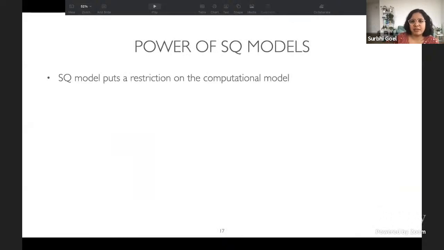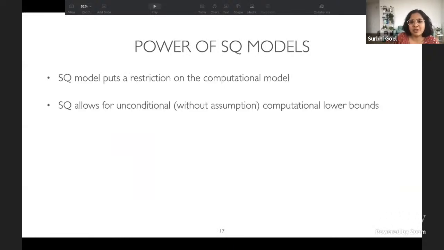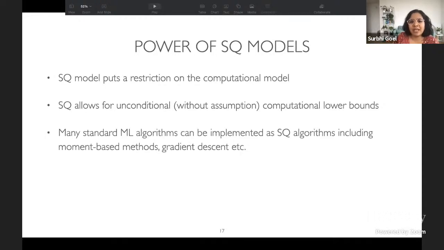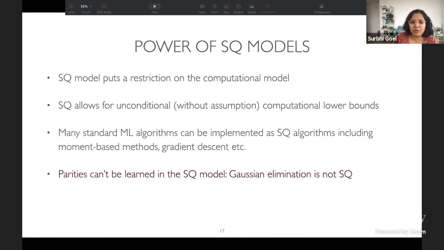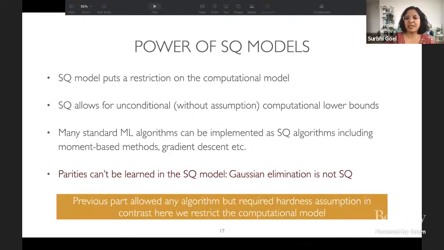The power of this SQ model is that it puts some restriction on the computation model, but it allows for unconditional, without-assumption computation lower bounds. Many standard ML algorithms can be expressed in the SQ language. However, parities cannot be learned in this SQ model. Gaussian elimination, which really relies on knowing the value of each sample, is not SQ. And there have been some results showing that SGD is also not SQ, but that's SGD on a very complicated architecture.